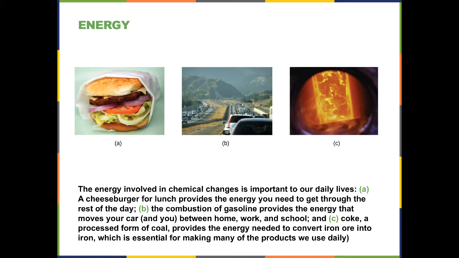Gasoline, through its combustion, provides energy to move cars and people to and from work, school, home, etc. And then on the right here under C, you see coke, which is a processed form of coal, and it provides energy to iron ore to produce steel.